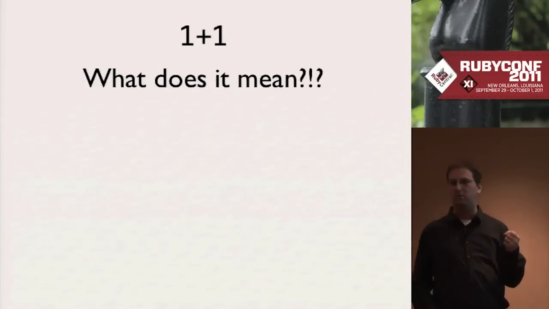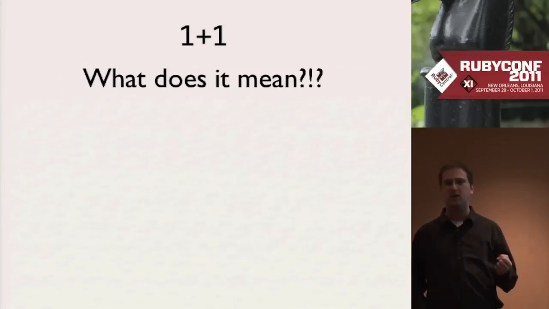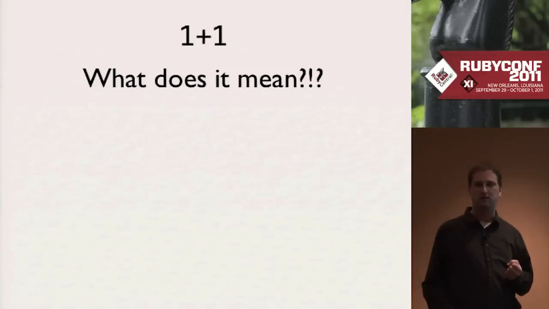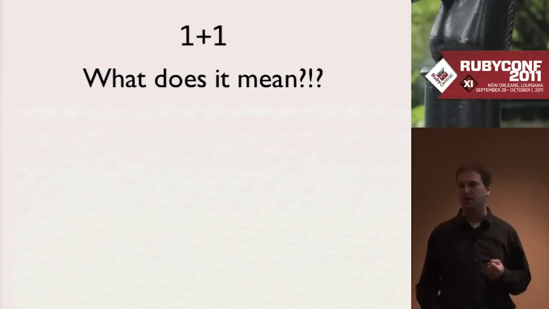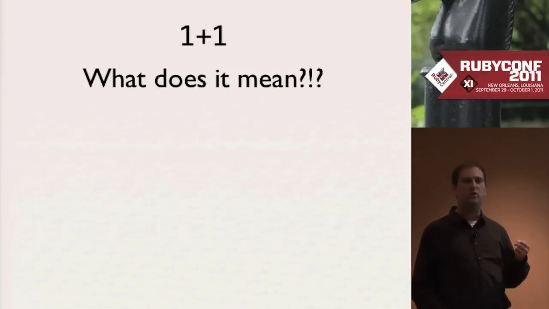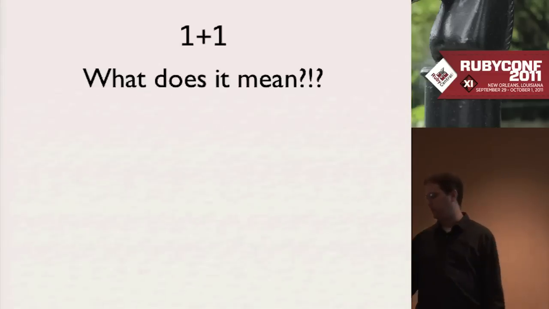Chances are, if you do development as a career or even as a hobby, you probably end up reading more code than you write. And even the code that you do write, at some point, you're probably going to go back and read it. And very often when you read this code, you find yourself asking, what does it mean? So 1 plus 1, what does it mean?